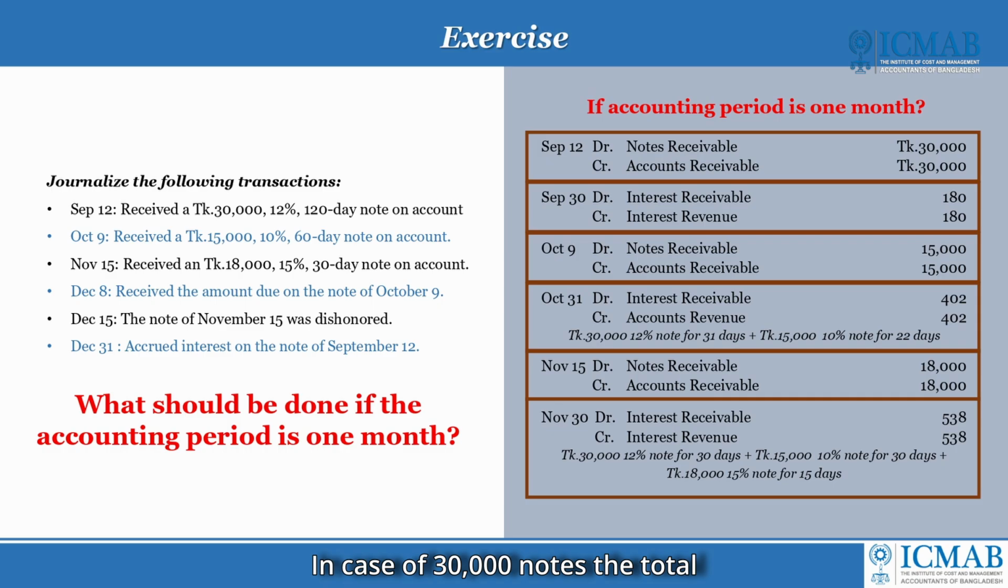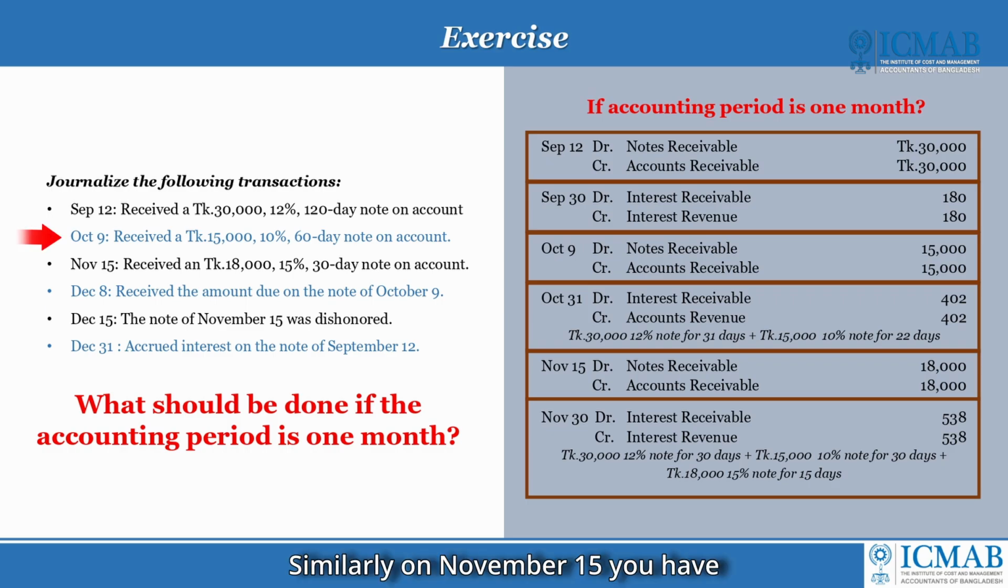In case of the 30,000 note, the total interest amount would be 30,000 at 12% into 31 days divided by 360 days. And in case of the note amounting taka 15,000, the interest revenue should be 15,000 into 10% into 20 days divided by 360 days. So the total value should be 402. So you have to give the adjusting entry at the end of October 31st like interest receivable account debit 402 taka and interest revenue account credit 402 taka.